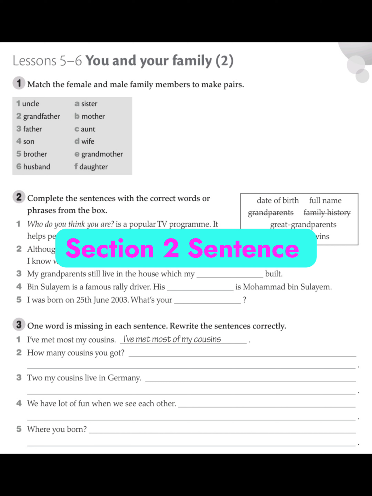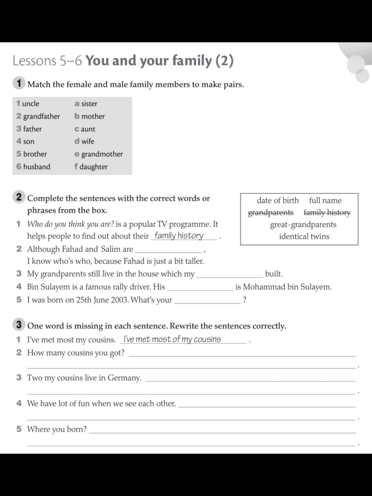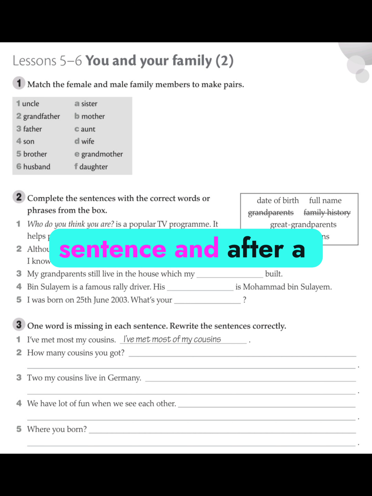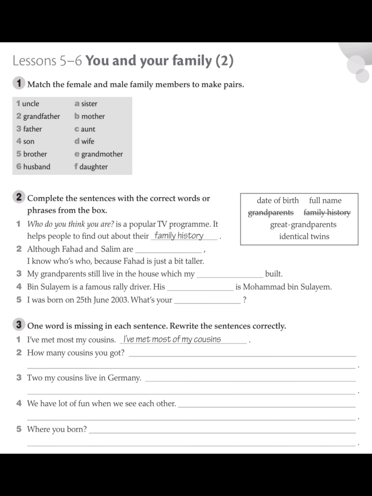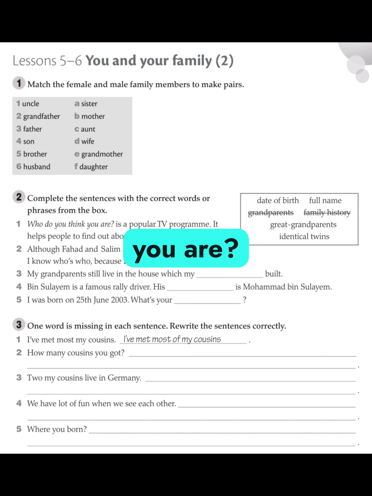Section 2. Sentence completion. Next, let's complete the sentences with the correct words or phrases from the box. I'll read each sentence, and after a pause, I'll give you the answer. Number 1. Who Do You Think You Are is a popular TV program. It helps people find out about their family history.